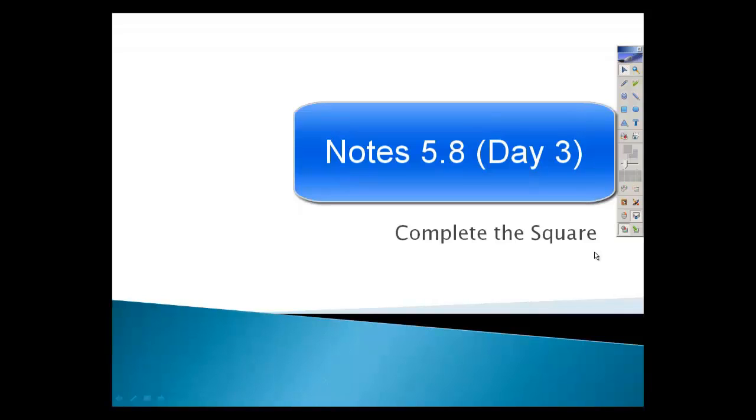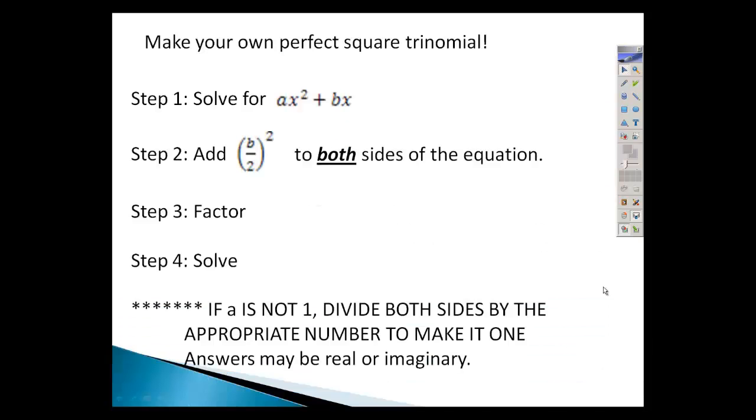All right, this is Mr. Gillum, and today we're going to continue with completing the square. Okay, we kind of got a taste of it yesterday, and we learned the pattern there with those perfect trinomial squares. We learned the pattern. Today we're actually going to apply it to something relating to quadratics, okay, or parabolas.